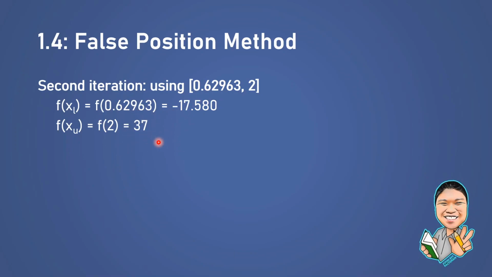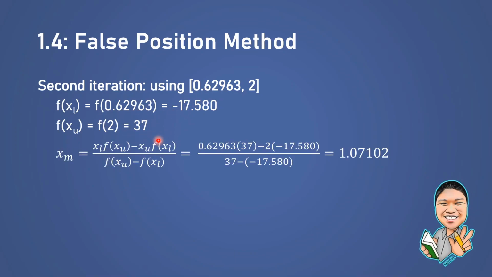So, ito siya. Ang next na gagamitin is to solve for x sub m. Again, the same formula. Kaya nga ang false position method, paulit-ulit lang naman to na process. So, 0.62963 times 37 minus 2, negative 17.580 over 37 minus negative 17.580. So, ang bagong value ng x sub m is equal to 1.07102.